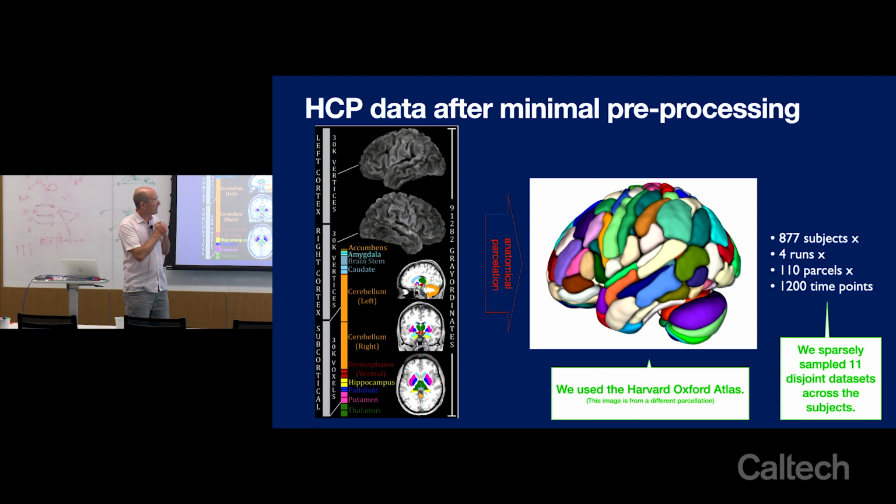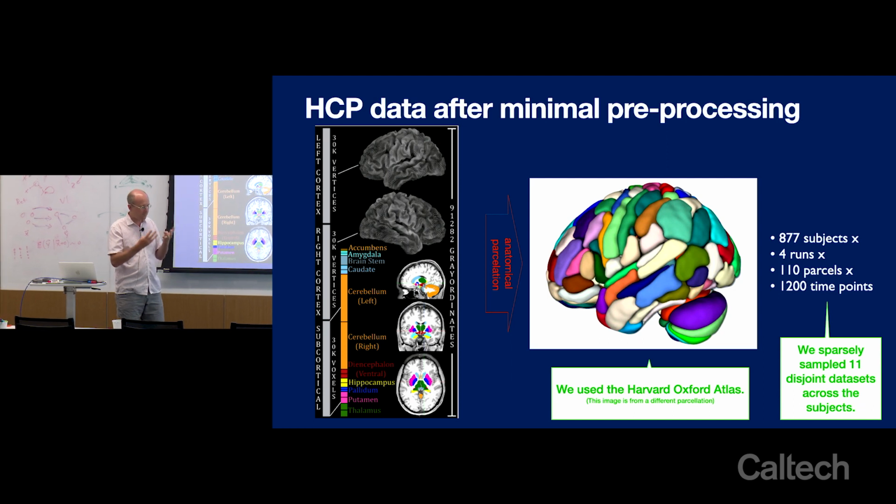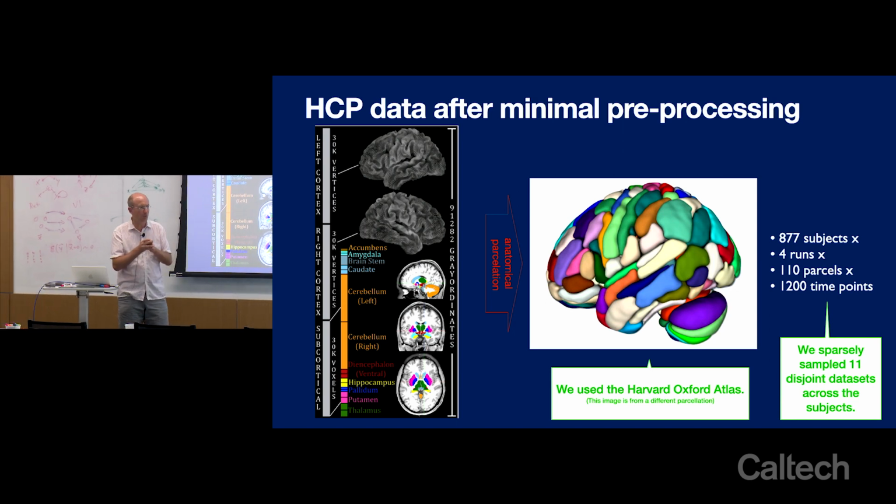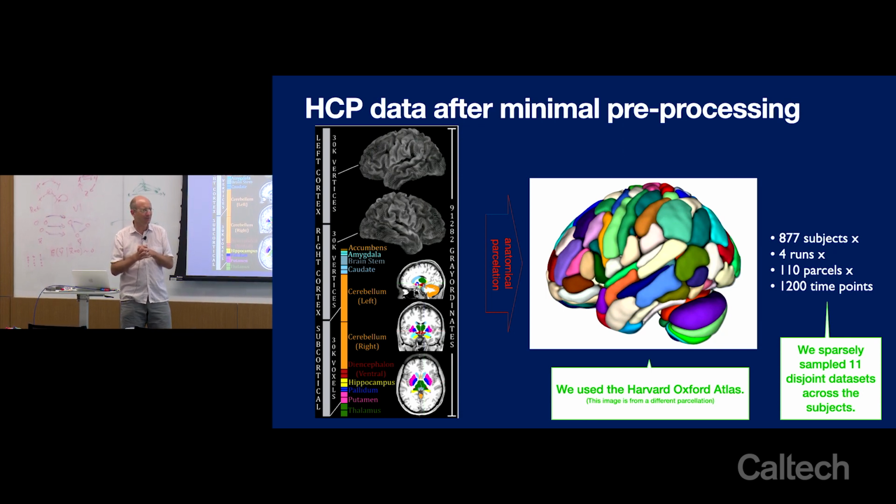And so what we have for these subjects is we have 4 runs of data. We have 110 parcels for each of them, and each of those runs has 1,200 time points. So for any of you who do fMRI data, this is like an hour of resting state data for each person, which is really quite nice, I think.